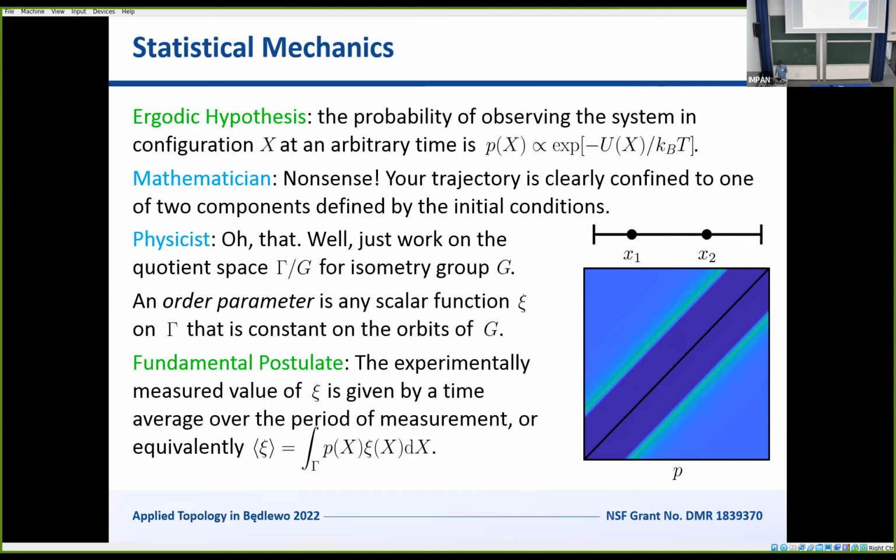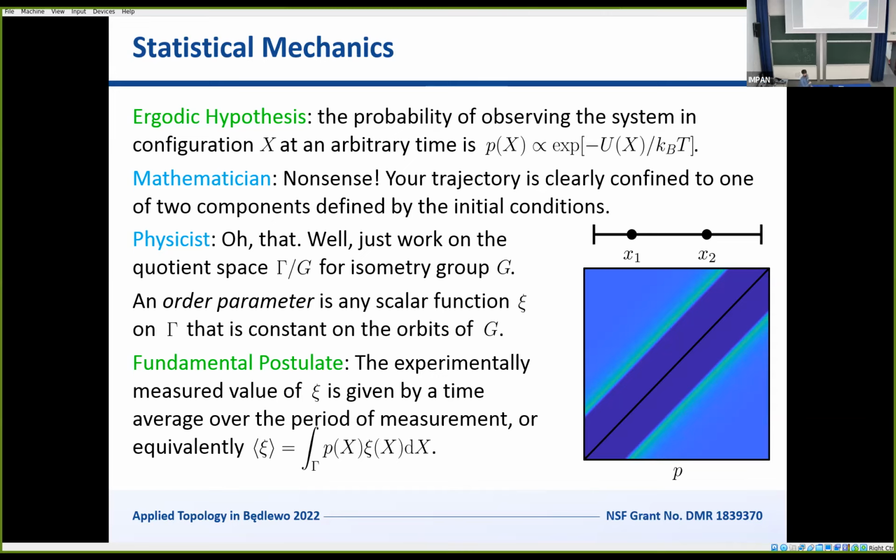So now here's the fundamental postulate. There are two essential things that you need to remember about statistical mechanics, if you ever talk to me about this. One is this assumption of ergodicity, that the probability distribution of states is distributed according to this Gibbs measure. The other fundamental idea is that I can connect what we're doing on this configuration space by taking these averages.